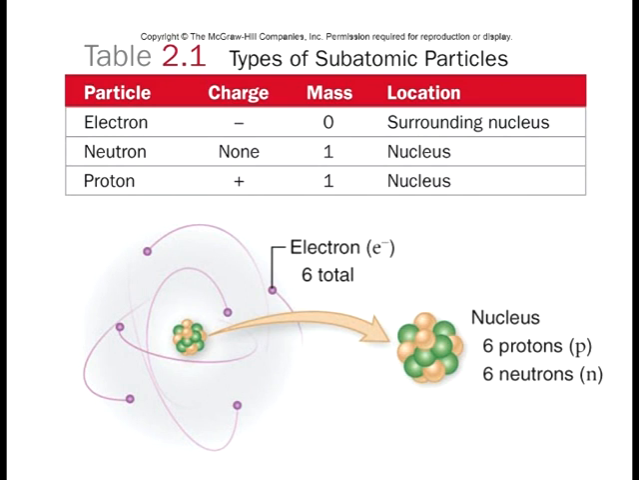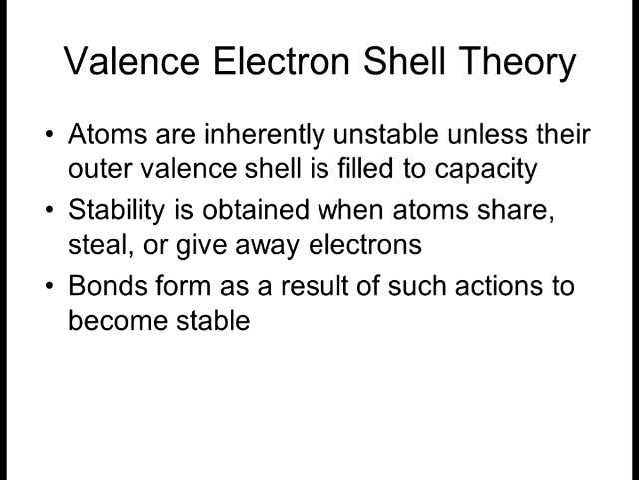Now, let's address the question of why atoms interact with one another. Some of you will get that question on your quiz, where it'll literally say, why do atoms interact with one another? Well, before we can answer that question, we have to talk about a theory. It's called valence electron shell theory. And this theory essentially describes how electrons orbit the nucleus of an atom.